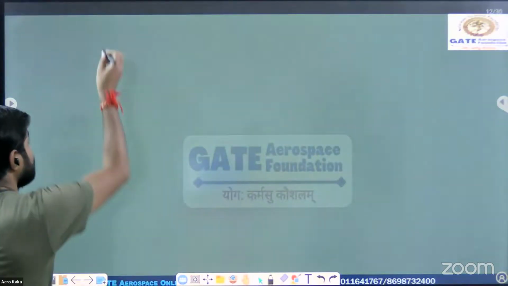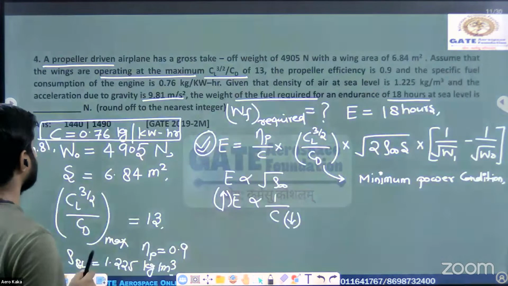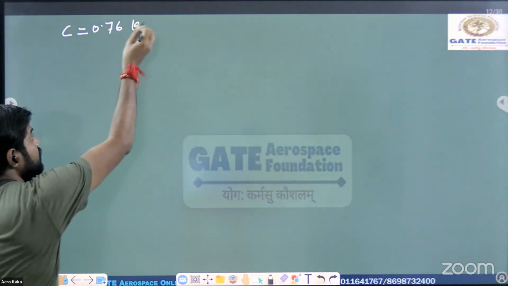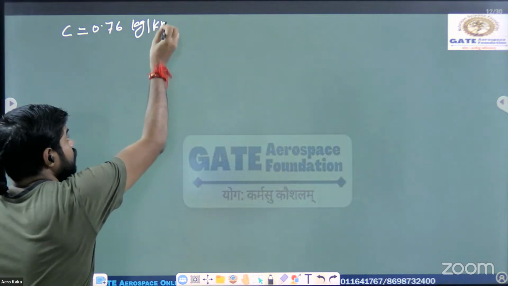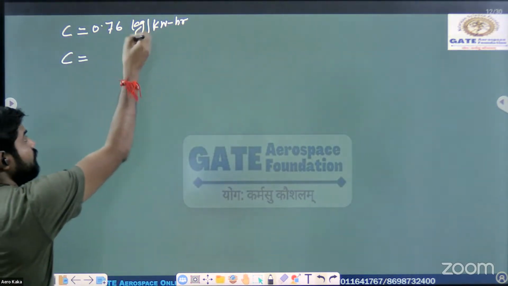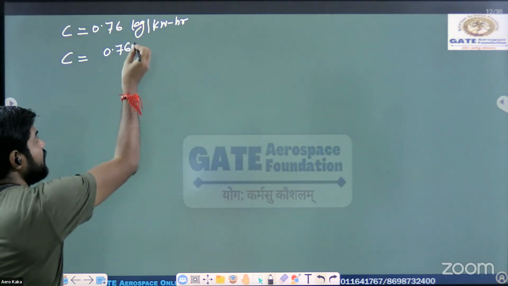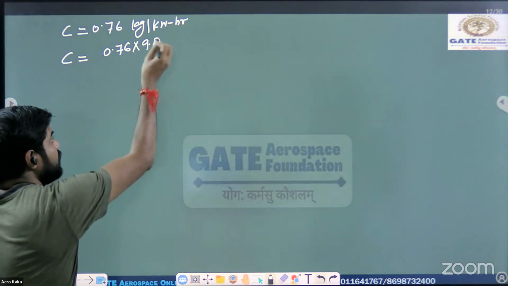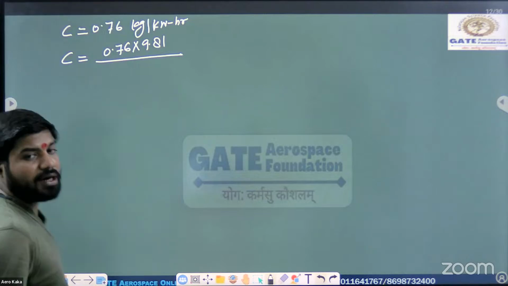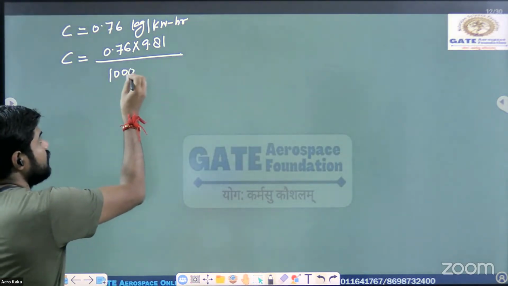C is given as 0.76 kg per kilowatt hour. Convert in SI units. So if you want to convert into the Newton, then we have to multiply by g. 0.76 into 9.81 divided by, in 1 kilowatt, how many watts are there? 1000 watts, right? So you can write here, this is 1000.